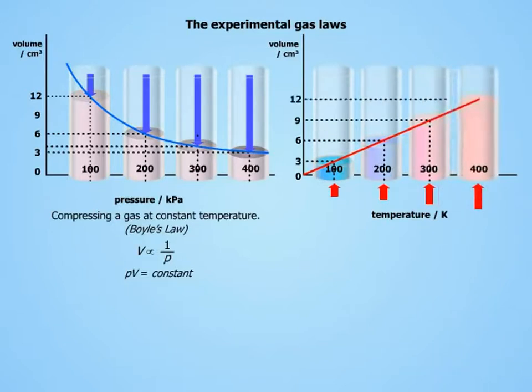The temperature and the volume are directly proportional. This pattern is known as Charles's law. Therefore, if the pressure remains constant, volume divided by temperature measured in kelvin remains constant.